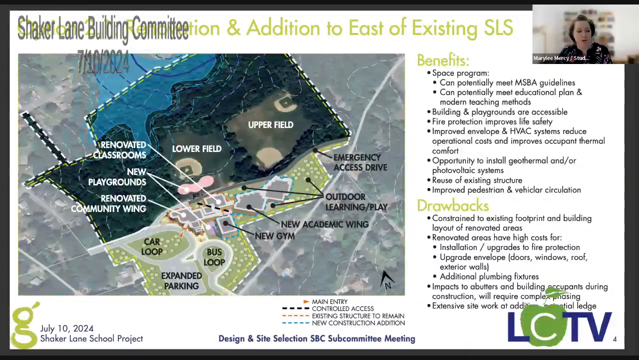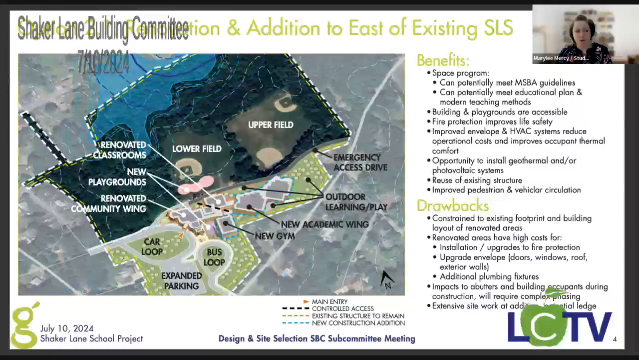The first one, 2.1, shows an addition over here to the east of the existing Shaker Lane. Both of these options demolish the existing academic wing. It's the oldest portion of the building. It does not have the air conditioning. It does not have the life safety. It doesn't have a full-blown elevator.